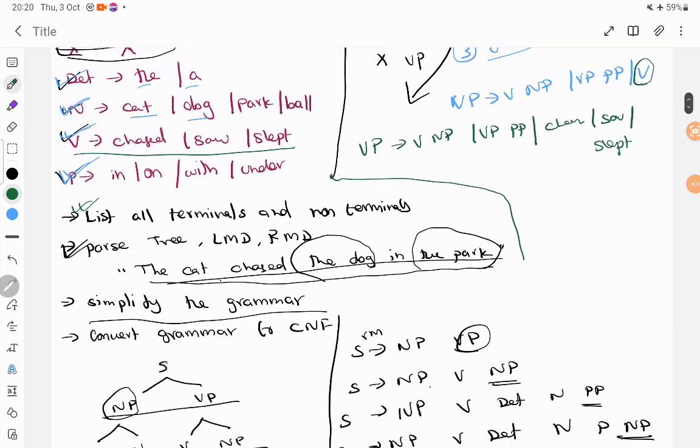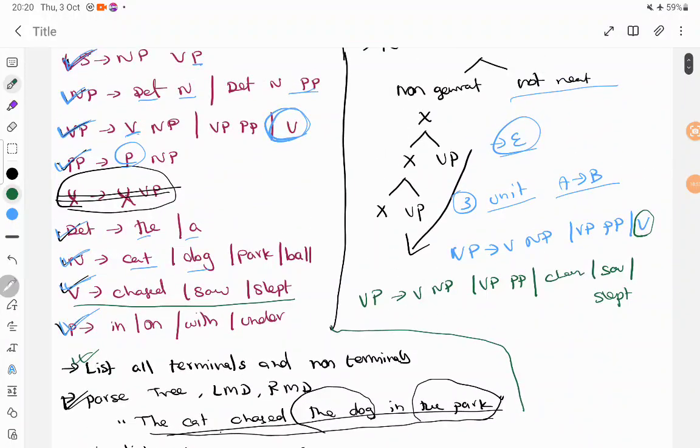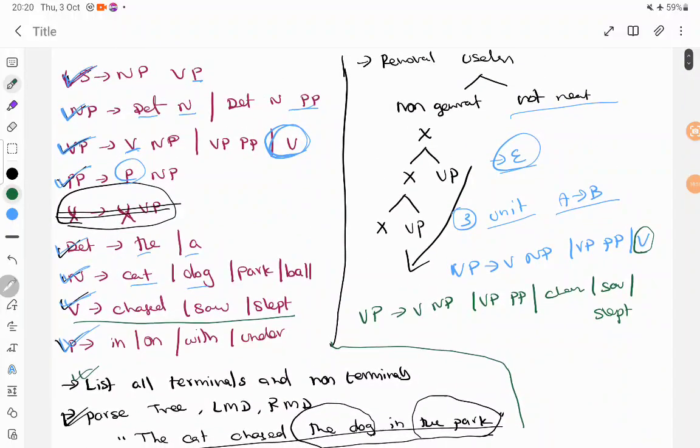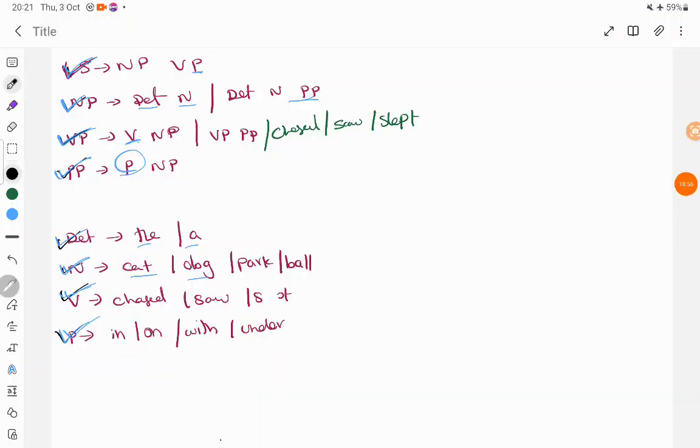The last step is to convert the grammar into CNF structure. So how can you convert a grammar into CNF structure? Now this is the final grammar we got after eliminating all the useless symbols, epsilon productions, unit productions and all. So finally you have to convert this grammar into CNF, Chomsky Normal Form structure. What is the general form for Chomsky Normal Form? A variable tends to 2 variables, or a variable tends to a single terminal symbol. This is your general format.